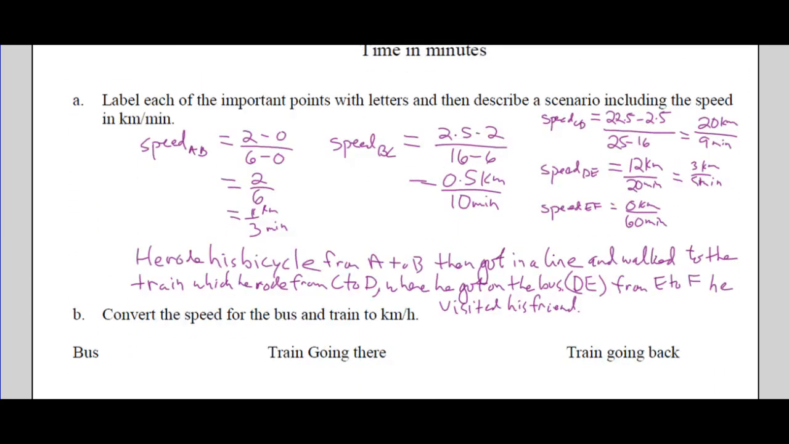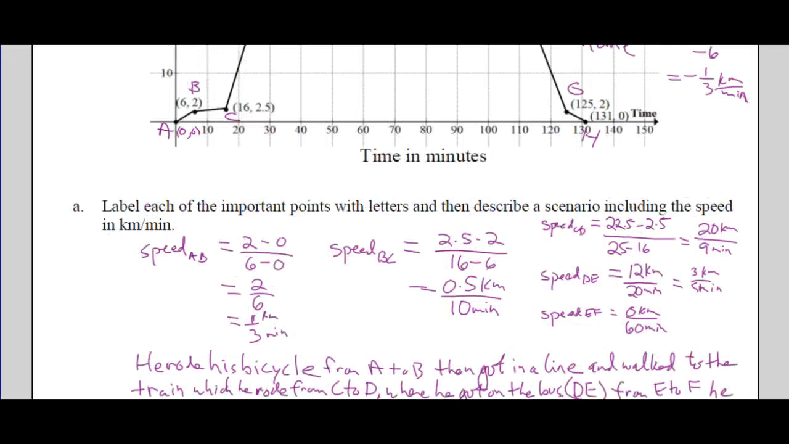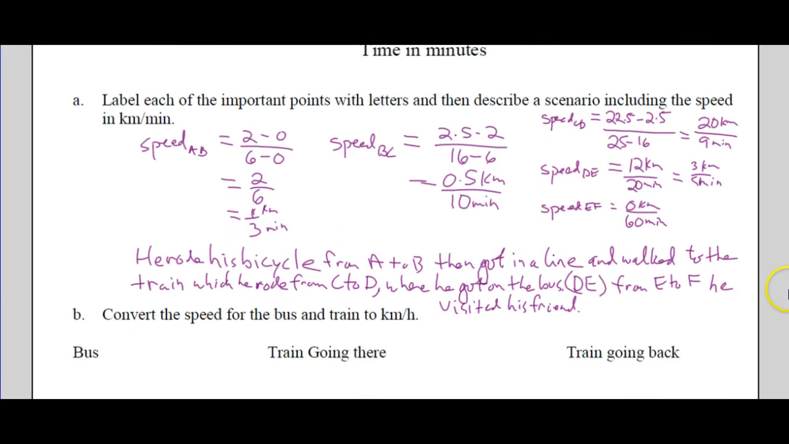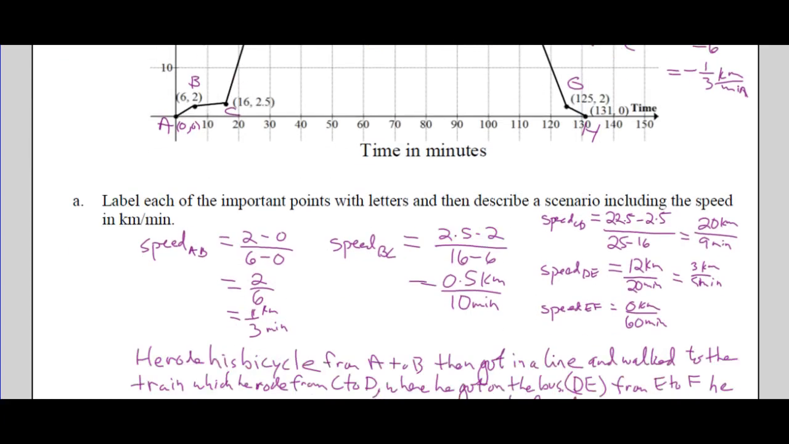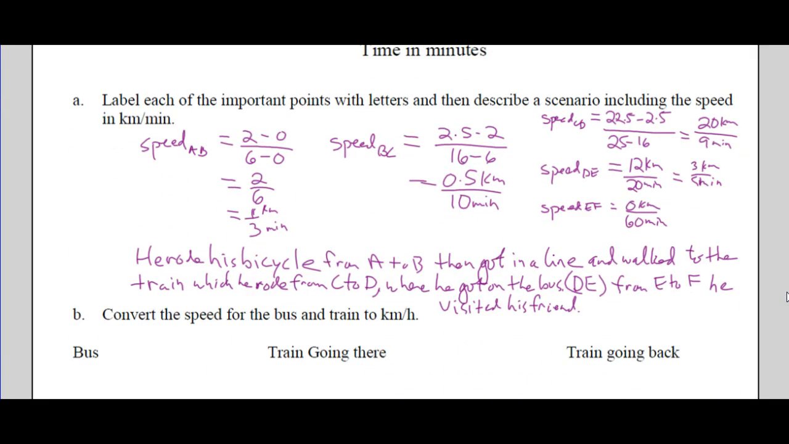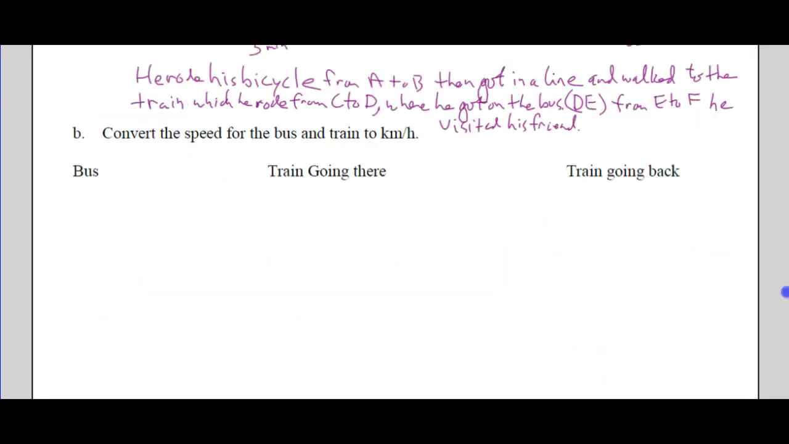Okay. Convert the speed for the bus and the train to kilometers per hour. All right, so we've got the speed of the bus. What did we figure the bus was? D to E was the bus, and the speed was 12 kilometers in 20 minutes. What do we say? We reduced that, right? 3 kilometers in 5 minutes. How am I going to make that kilometers per hour? How am I going to get an hour on the bottom?